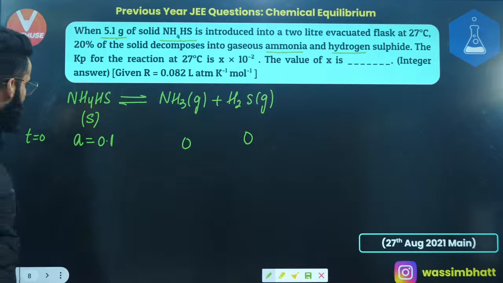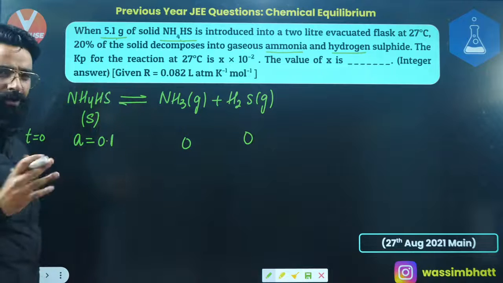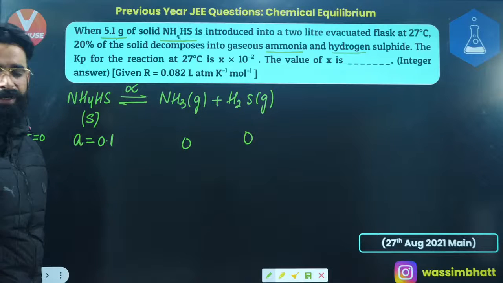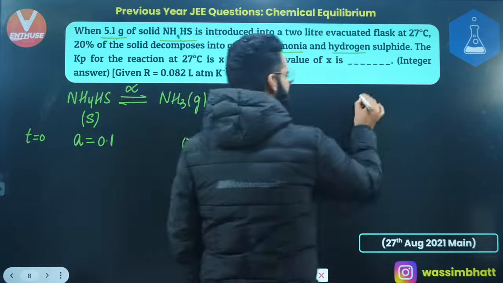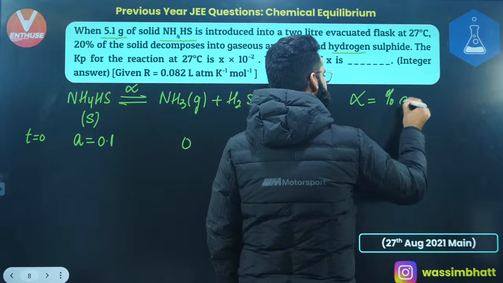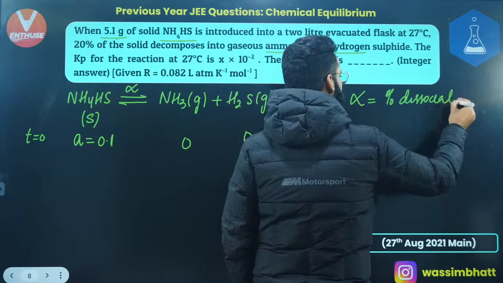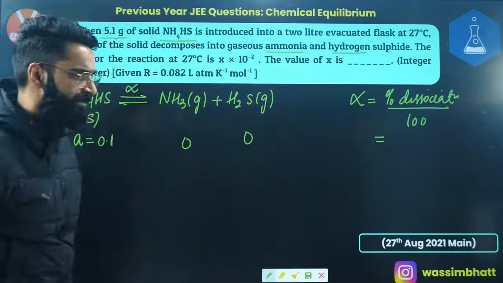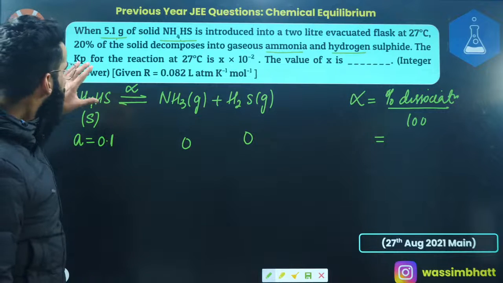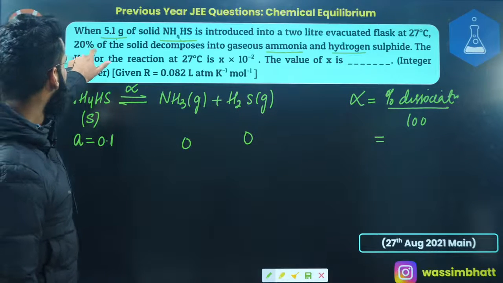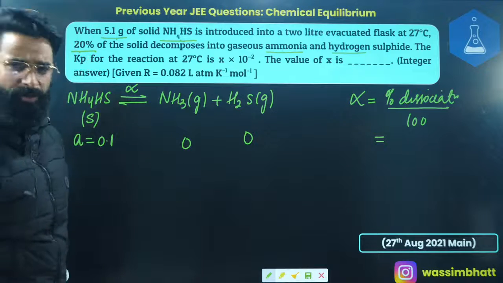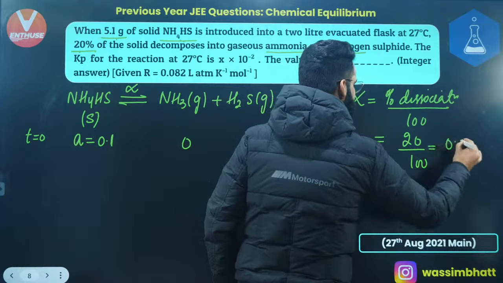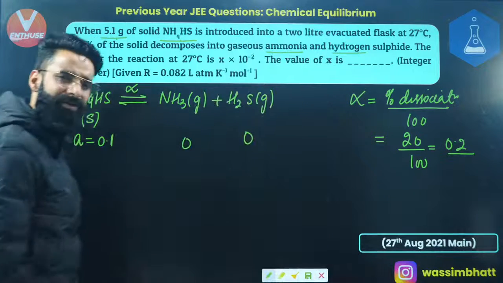Let's talk about the degree of dissociation. Degree of dissociation of the reaction is alpha, for example. As you all must know, alpha is basically equal to percentage dissociation divided by 100. This is something which we have discussed in detail long back. When equilibrium is established in the reaction, 20% of the reactant has got converted into product, so 20% of the reactant has got dissociated. So at equilibrium, alpha value is simply 0.2. That's all. Alpha is 0.2.